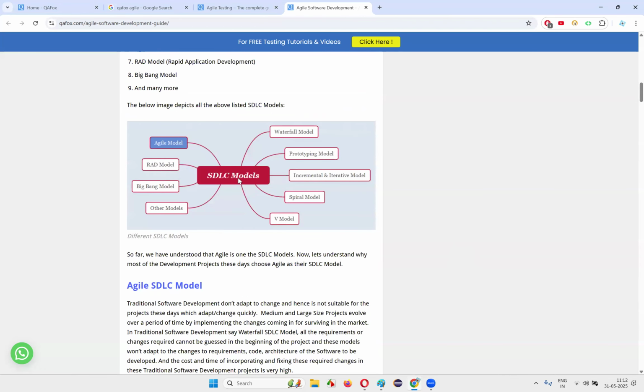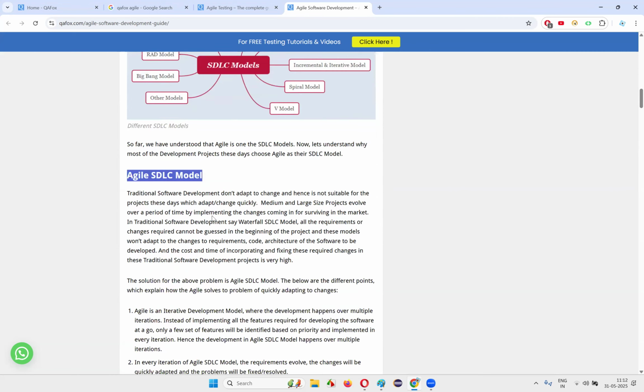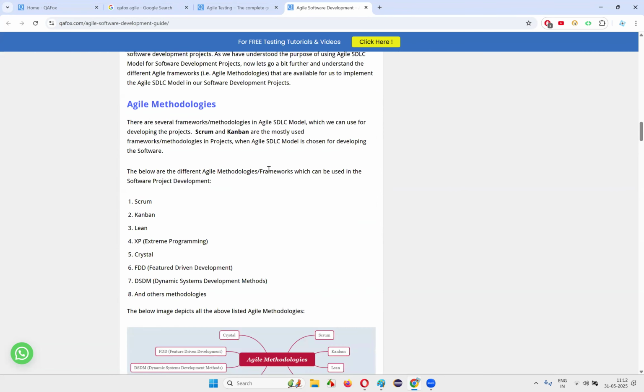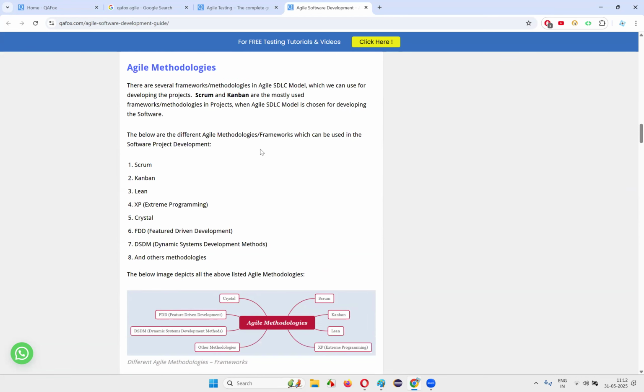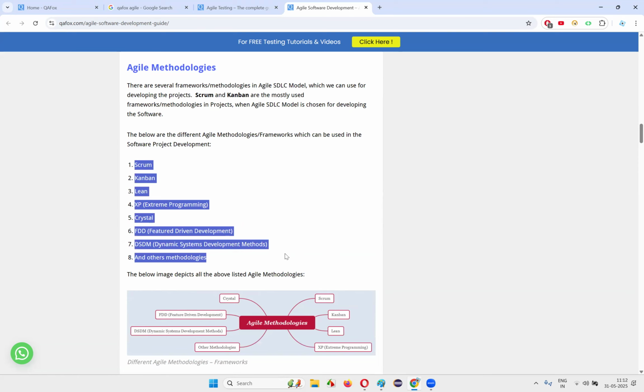We have different SDLC models like waterfall, prototyping model, iterative and incremental model, spiral model, V model, RAD model, Big Bang model, other models, and along with that, we also have the Agile SDLC model. Under the Agile SDLC model, we have different methodologies or frameworks. You can call them either methodologies or frameworks. One of the frameworks you have to choose for your project.